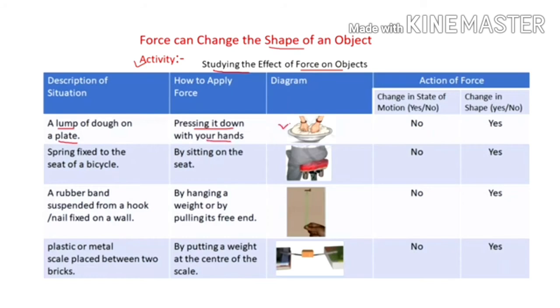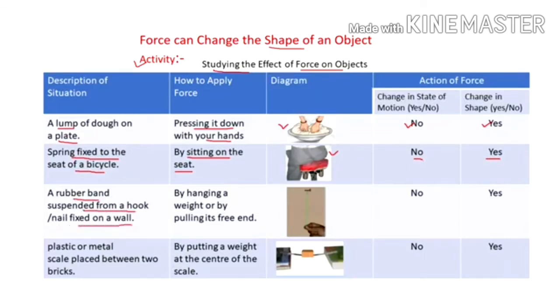So when a lump of dough on a plate is placed, what do we do? We press it down with our hands. So there is a change in the state of motion, as well as a change in its shape. There is a spring fixed to the seat of a bicycle. How can you apply force? You can sit on the seat. So there is a change in shape only, but not in the state of motion.